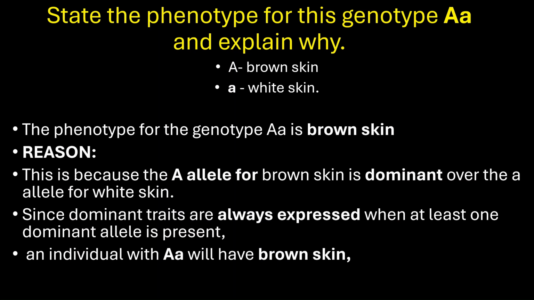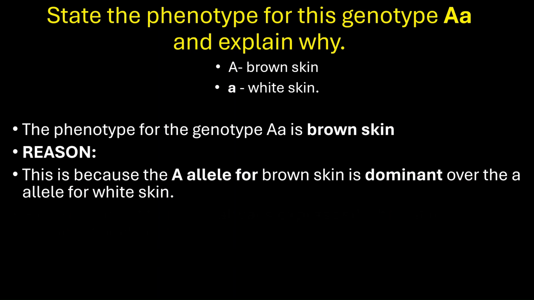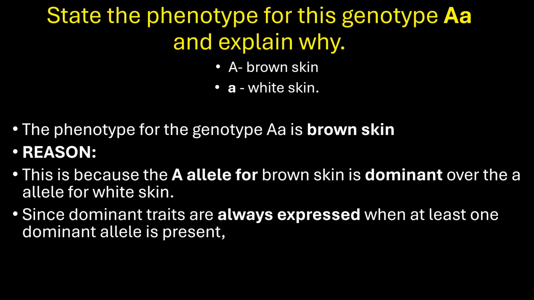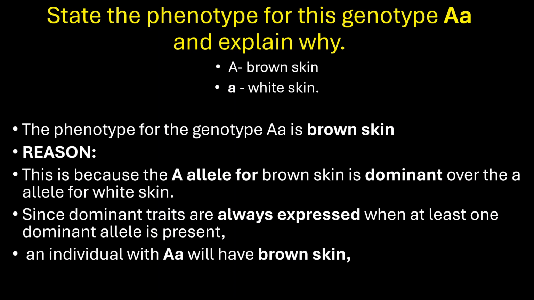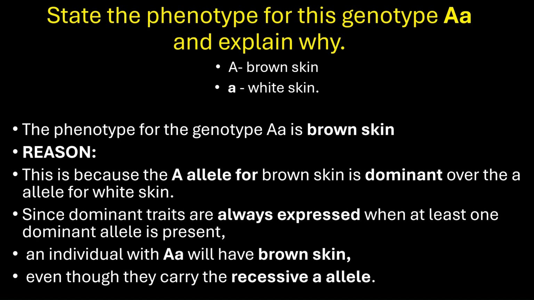So remember, it has been given to you that capital A is for brown skin. Now the next point was a definition of the word dominant allele. It was the terminology. It was actually to define it, and then you draw your conclusion. Therefore, an individual with capital A small letter a will have a brown skin. This will carry about 4 marks because you have to state the phenotype. It can even be 5 marks.